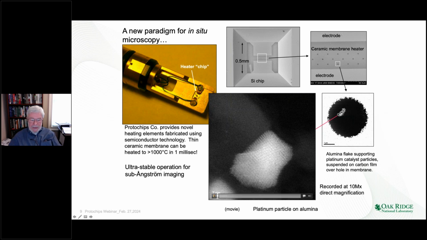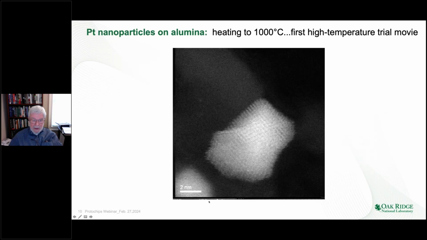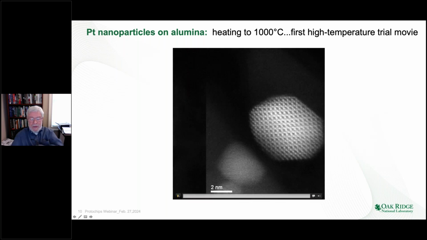And here's an example. This is, I think, one of our first trials at doing high resolution imaging to see how this would actually work. Let's see, I think I might have to go to this one. Here we go. So this is platinum, originally platinum. It's just regular platinum nanoparticles on alumina, and about 5, 6, 7 nanometers in diameter. See some of the structure, and it's at 1,000 degrees centigrade.